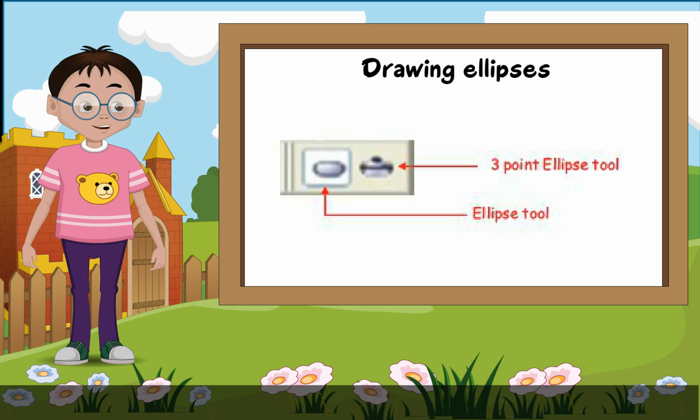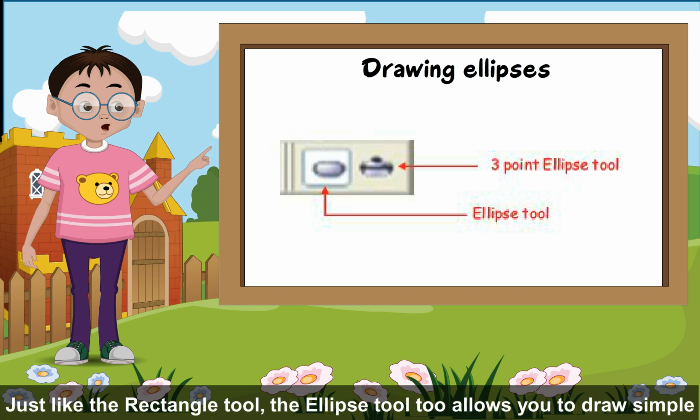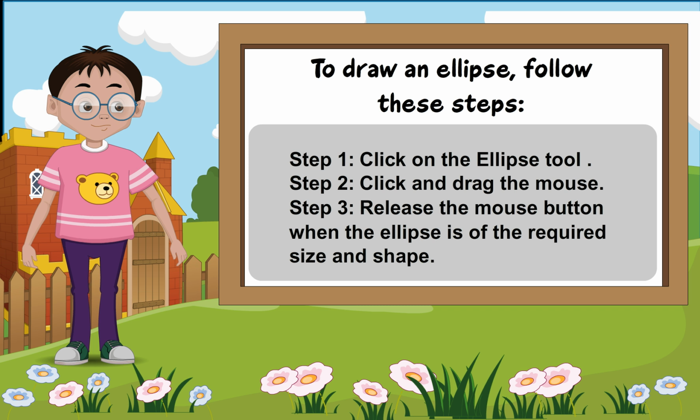Drawing ellipses. The ellipse flyout has the option to draw an ellipse and a 3-point ellipse. Just like the rectangle tool, the ellipse tool too allows you to draw a simple ellipse or a 3-point ellipse. To draw an ellipse, follow these steps.